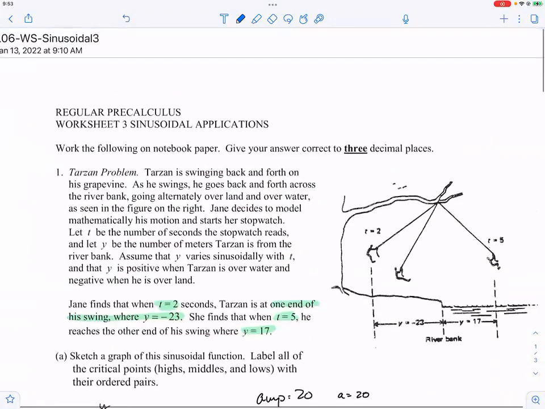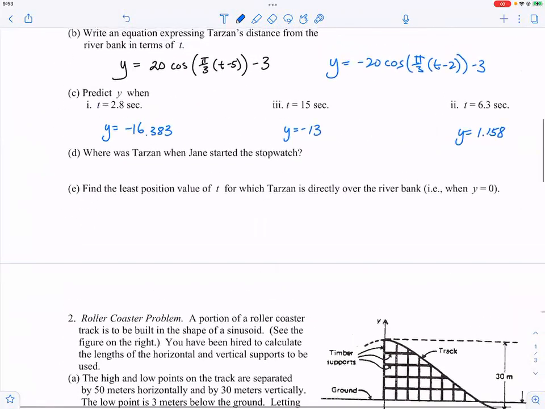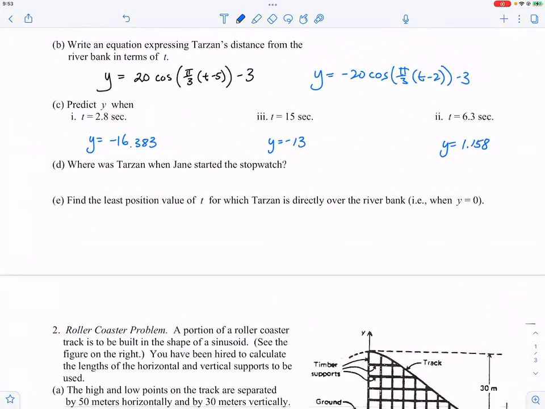Well, at the very top, it says give your answer correct to 3 decimal places. So that's why I put down 3 decimal places. Like for this one, it's a flat negative 13 because it is flat negative 13. So I would just write it, because there's no rounding required. For other ones, then you may need to round.